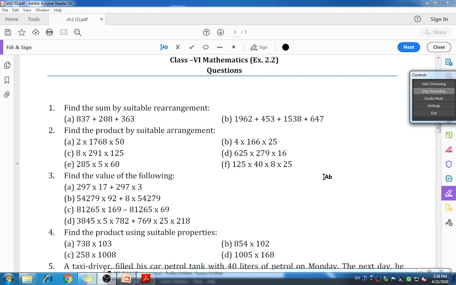And question 4: find the product using suitable properties, and here are 4 questions which consist of multiplication operations. Look here carefully. This is exercise 2.2. These are the 4 questions that we are going to solve in the first part of this video. So these are the questions. You can stop this video and write these questions in your notebook. I hope you have written these questions in your notebook, and here are the steps for how we can solve them.